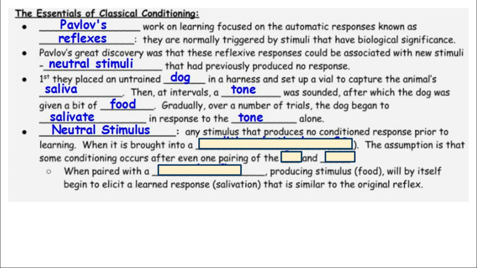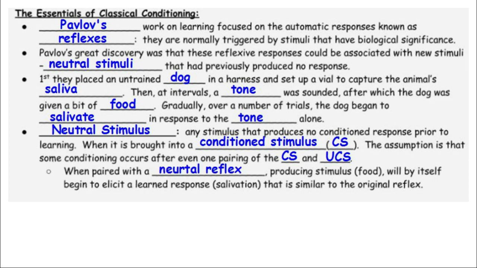And when it is brought into a conditioned stimulus, meaning that it gets paired together, the assumption is that the same condition occurs even after one pairing of the conditioned stimulus and unconditioned stimulus. So when paired with a neutral stimulus, the food will itself begin to elicit a learned response of salivation that's similar to the original reflex.